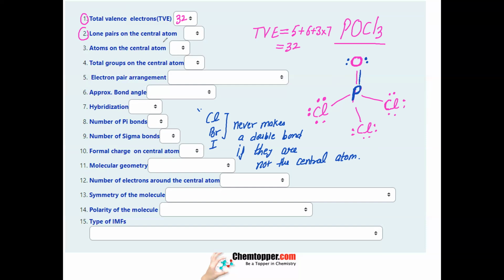Lone pairs on the central atom. 0. Atoms on the central atom. Total groups on the central atom. EPA for 4. Tetrahedron. Approximate bond angle.